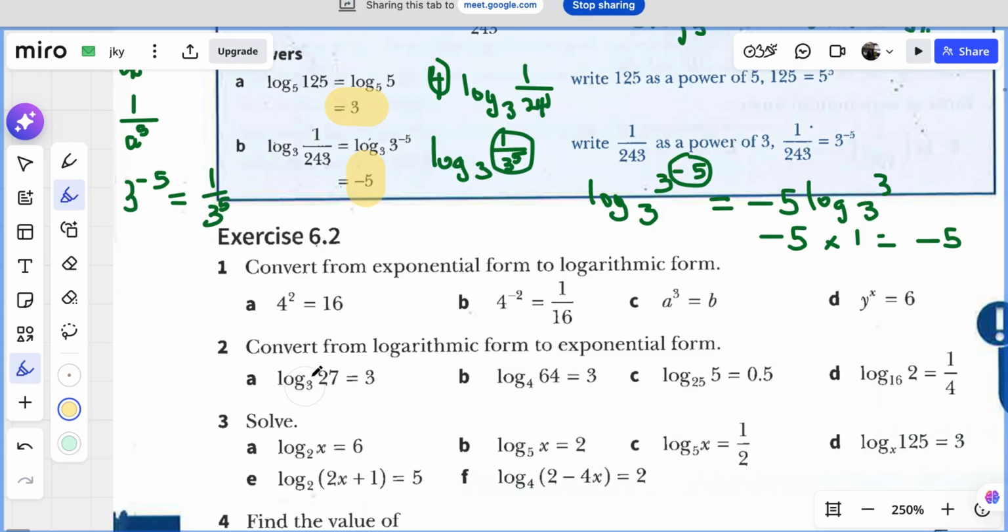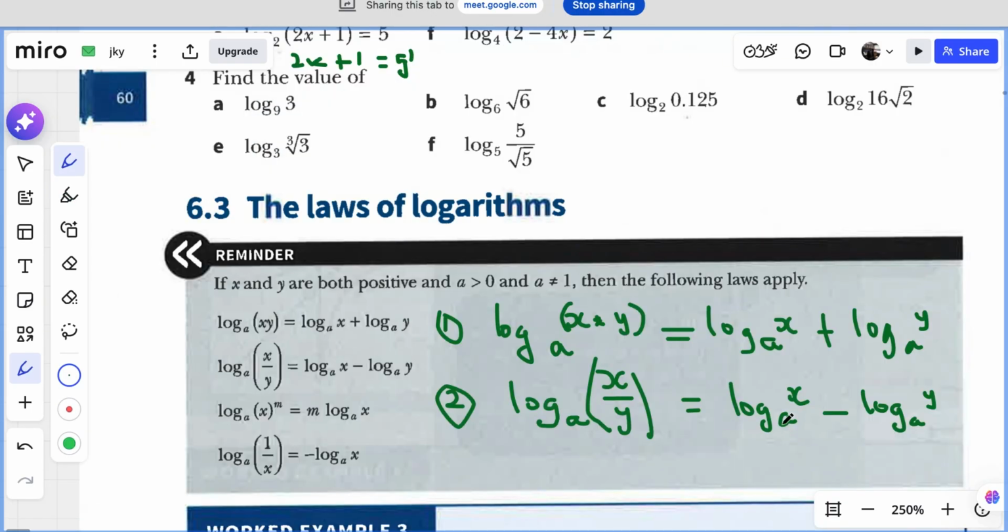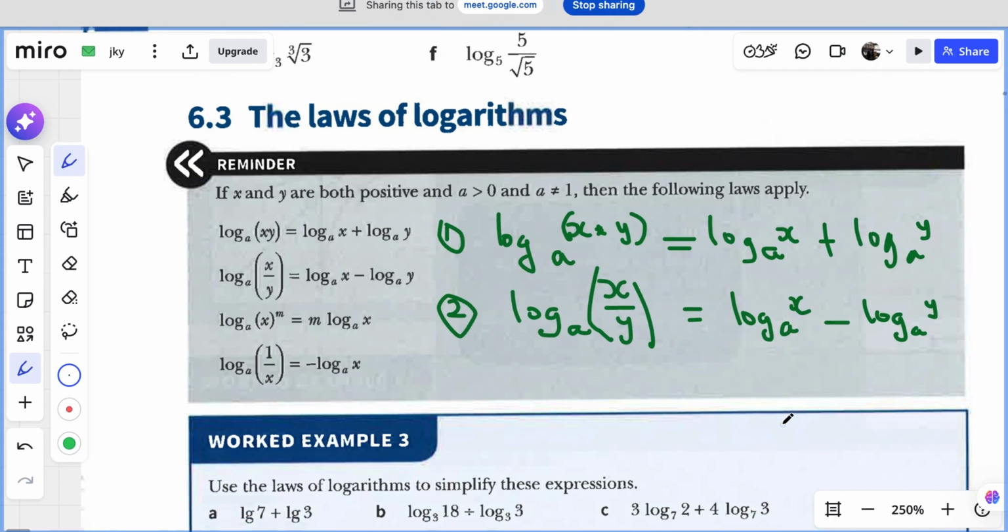Okay, same here. This one, 2x plus 1 will be equal to 5 raised to power 2, which is 25. Then you solve the simple equation. The mathematical concept is the same. Okay, so this is the second law of indices.